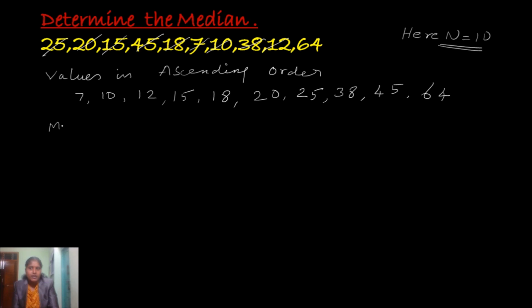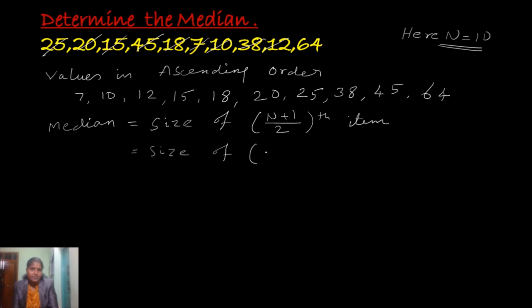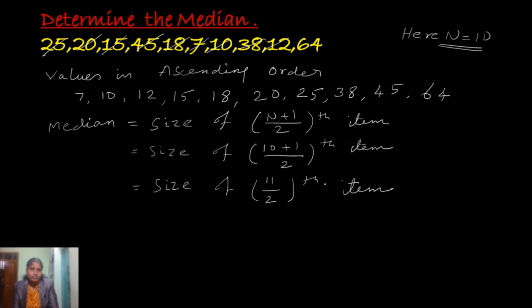So now we make use of the formula: median is equal to size of (n plus 1) over 2th item. That is, size of, capital N is 10, so (10 plus 1) over 2th item. While we add 10 with 1, we have 11, so 11 over 2th item. While we divide 11 by 2, just manual calculation is enough here. So 5.5.